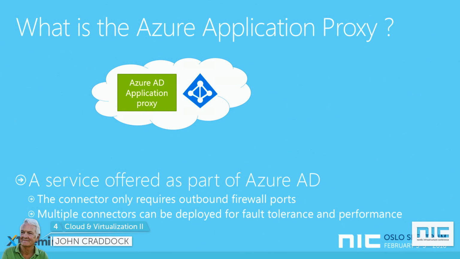So let's see what we've got with the Azure Application Proxy, or the Azure AD Application Proxy, to give it its official name. It's a cloud service. It runs in the cloud, and it's offered as part of Azure AD. Right? And to actually use it, you've either got to have a basic or you've got to have a premium Azure AD license.